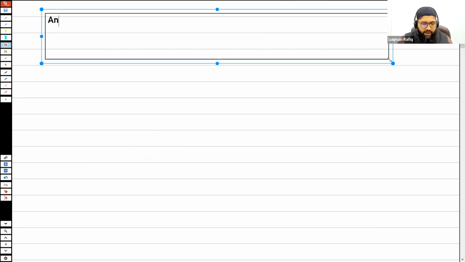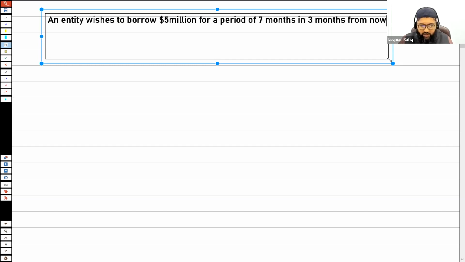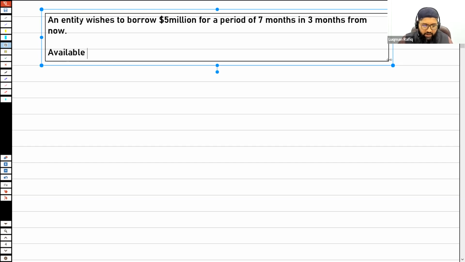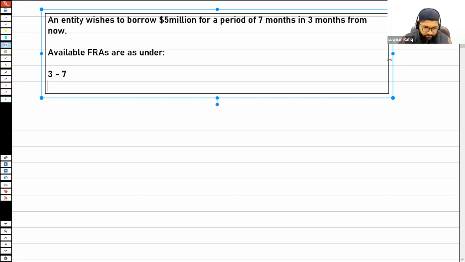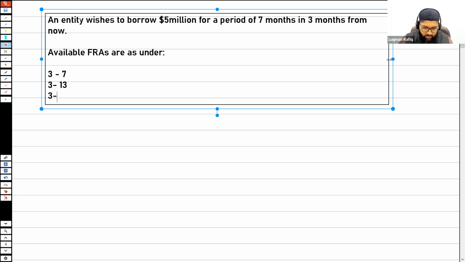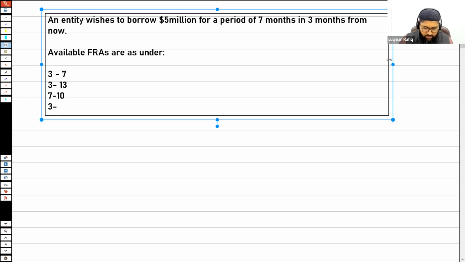So let's say an entity wishes to borrow $5 million for a period of 7 months in 3 months from now. Available FRAs are as under: 3-7, 3-13, 3-7-10, 3-10.